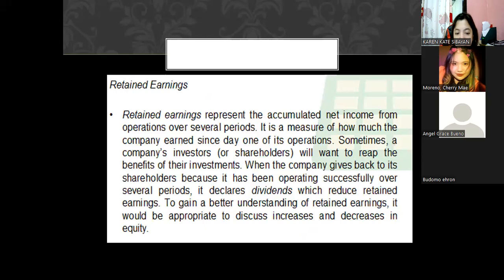So sometimes, yung mga investors or yung mga shareholders, they want to reap the benefits of their investment. So when a company gives back to its shareholders because it has been operating successfully over several periods, it declares dividends. So usually ako, member kasi ako ng cooperative. So kung magandang kita ng cooperative sa canteen, so may binibigay sa aming dividend. So it will reduce retained earnings and to gain a better understanding of this retained earnings, it would be appropriate to discuss the increase and decrease in equity.